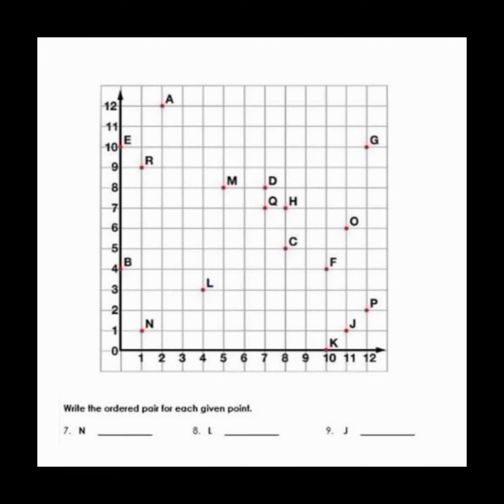For number 8, the letter is L. And if we look at the x-axis, the number is 4. And if we look at the y-axis, the number is 3. So then the coordinates for letter L are 4, 3. For number 9, if we look at the x-axis for J, where it lies, the number is 11. And if we look at what the number is for the y-axis for the letter J, we can see that the number is 1. So the coordinates for J are 11, 1.